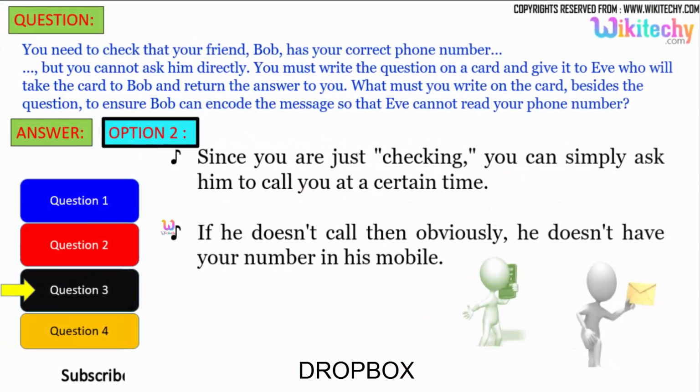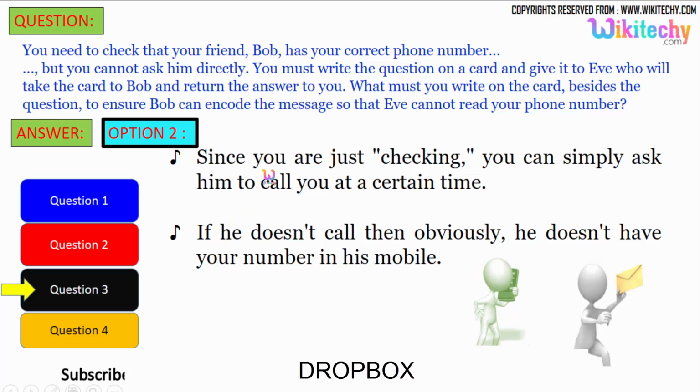Let me go to the second option. I can write a message. Since you are just checking, you can simply ask him to call you at a certain time. Okay, I can ask, just give me a call on my number. If he doesn't call, then obviously he doesn't have your number in his mobile. Simple.